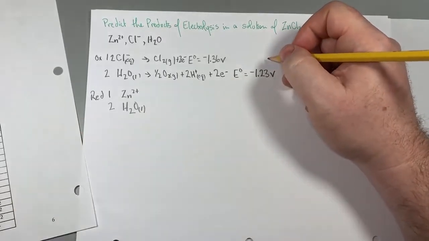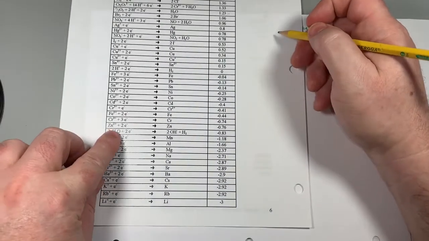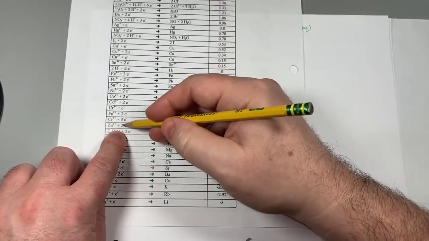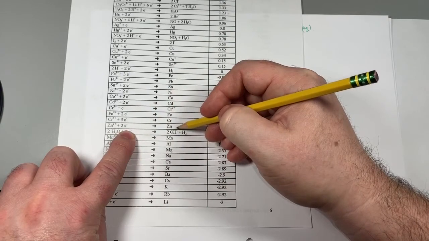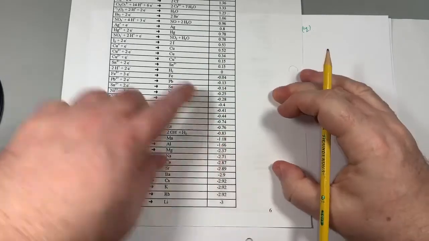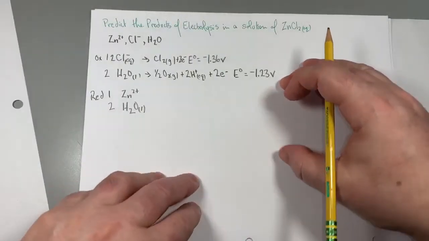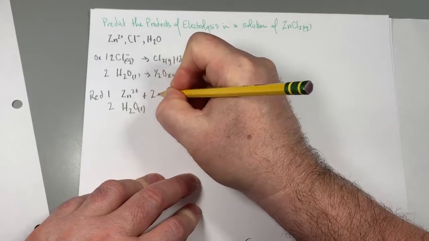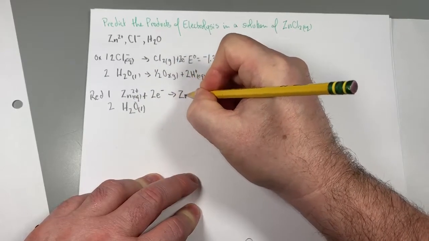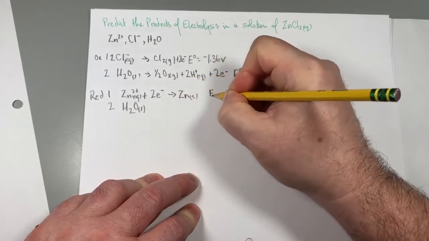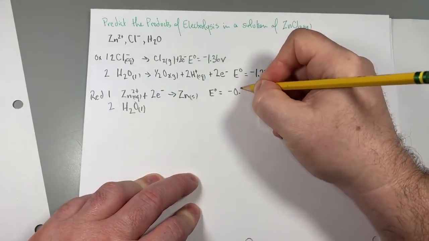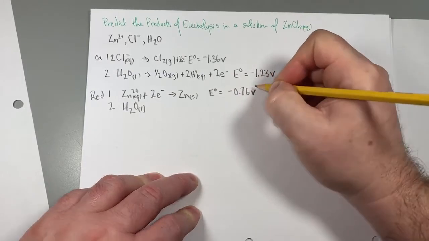Now with zinc, this is a reduction, so it's pretty straightforward. I don't have to reverse it or anything because the table is a table of reduction potentials. So I simply write this reaction as written, Zn2+ plus 2 electrons makes Zn solid, and this potential, negative 0.76, is good. E naught is negative 0.76 volts.